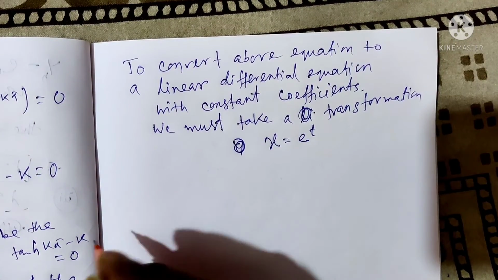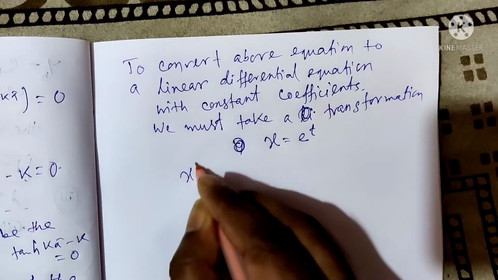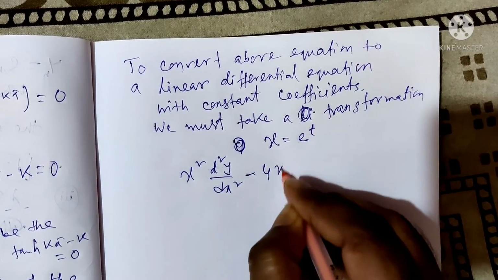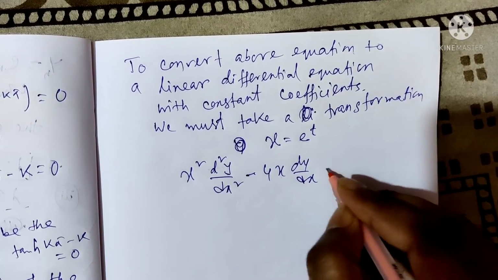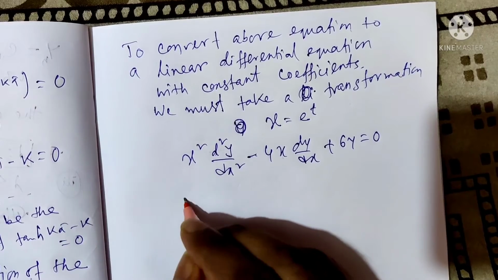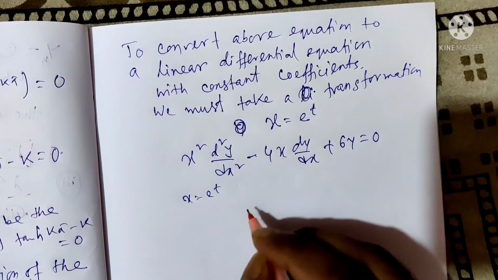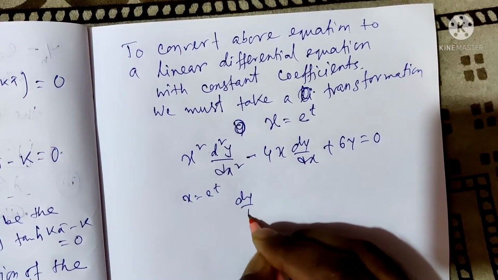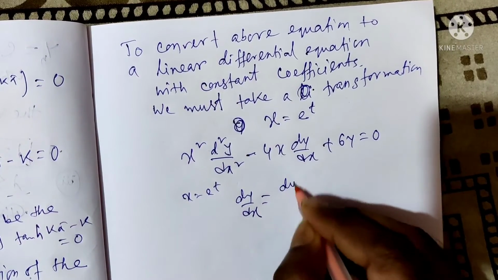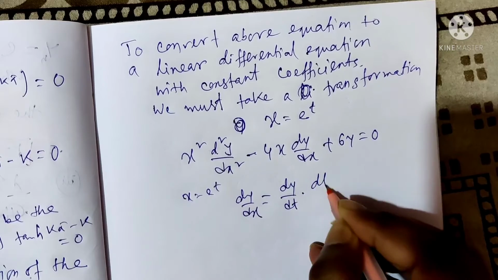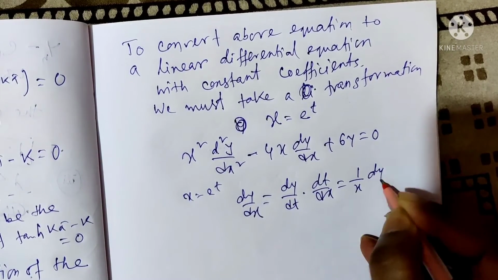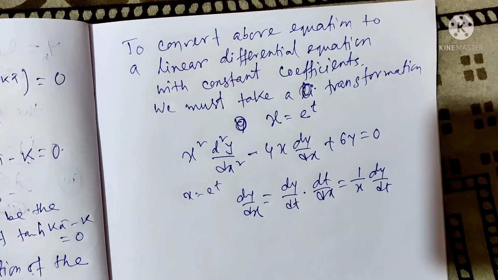Now let our problem be x square d2y dx2 minus 4x dy dx plus 6y equals 0. Let us take x equals e to the power t. So dy dx equals dy dt into dt dx, which equals 1 upon x dy dt.